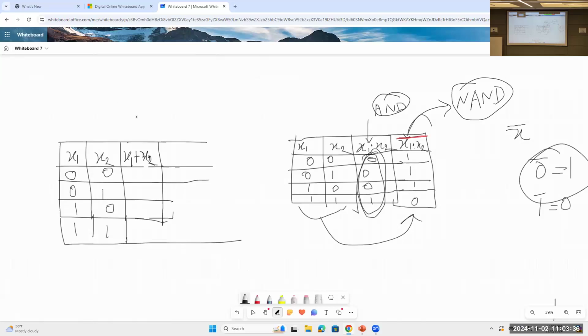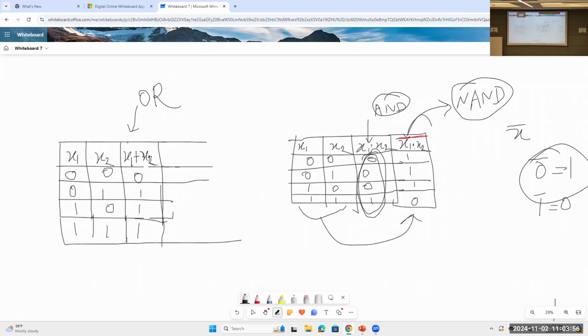So 0 plus 0, this is the OR operation, right? Whenever there is a plus, this is the OR operation. So 0 plus 0 equals 0, 0 plus 1 equals 1, 1 plus 0 equals 1, and 1 plus 1 is equal to what? 1. Yeah, this is the weird combination.